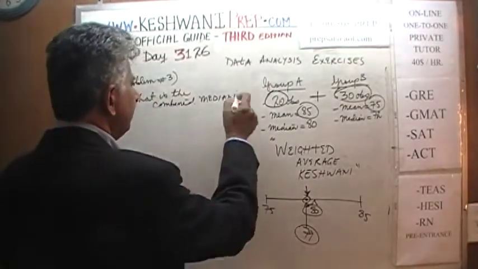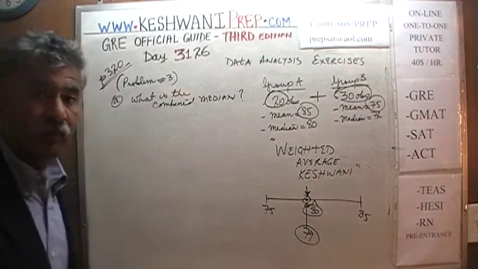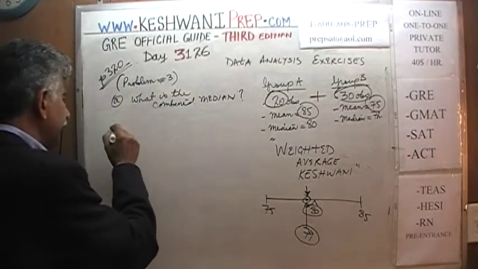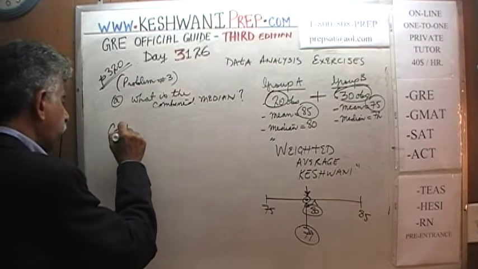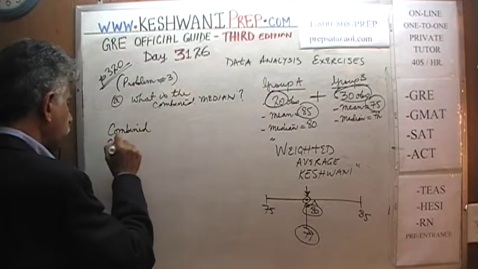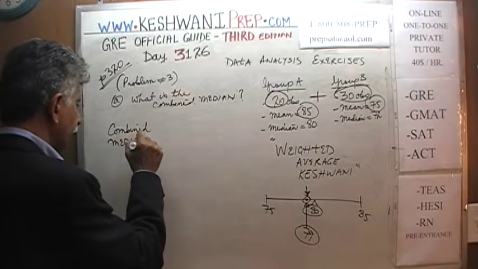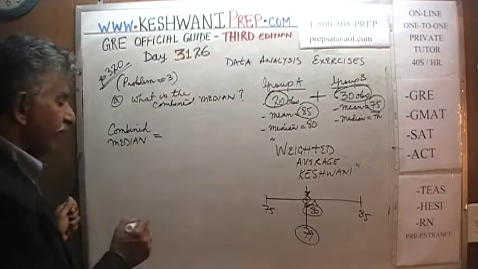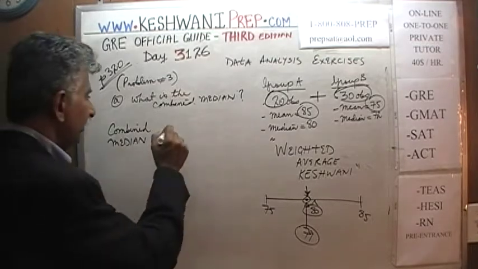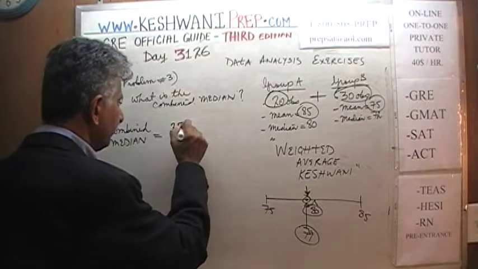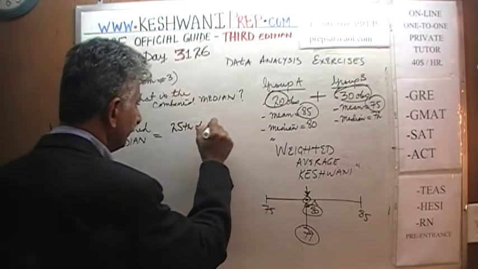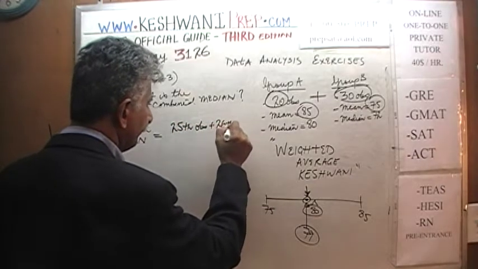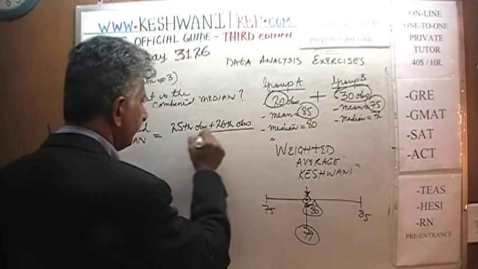What is the combined median? Well, if we have 50 observations, then the combined median, since we have an even number of observations, 50 of them, is simply going to be the average of the 25th observation and the 26th observation. The average of the two.